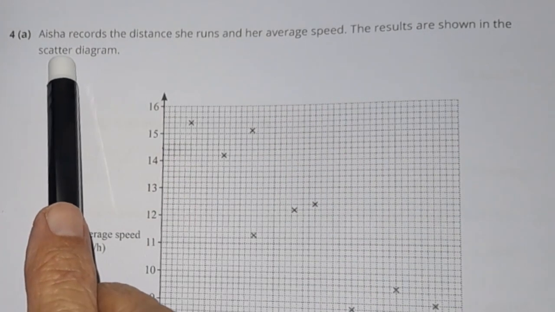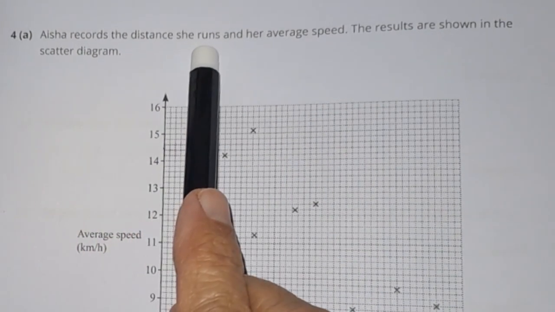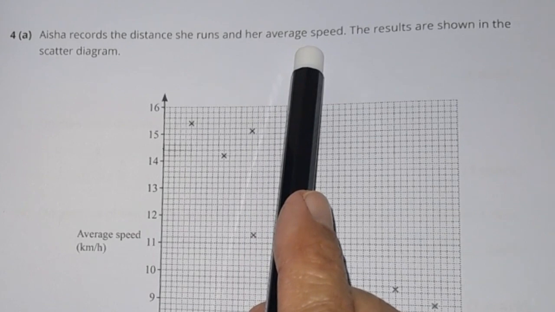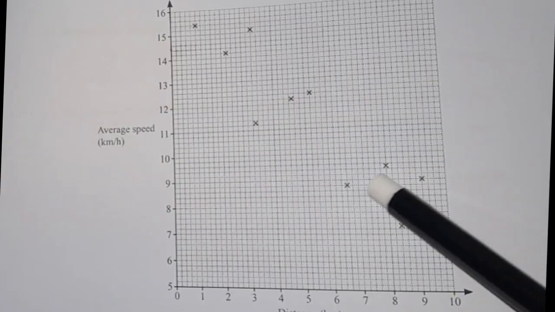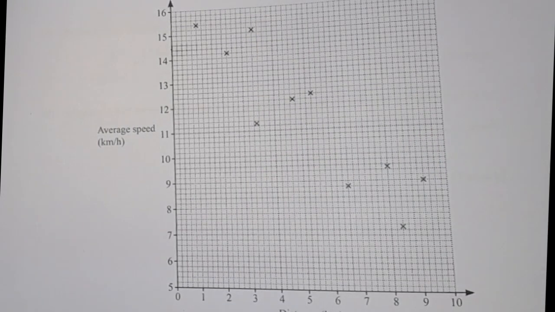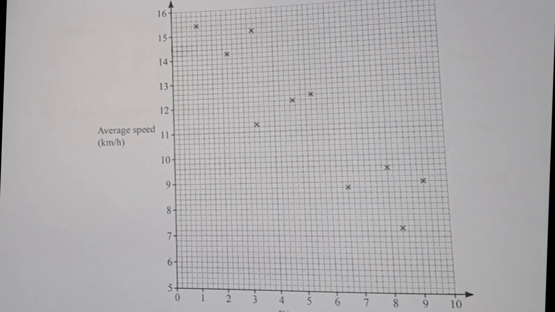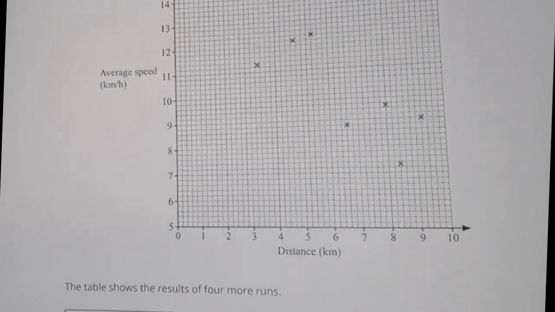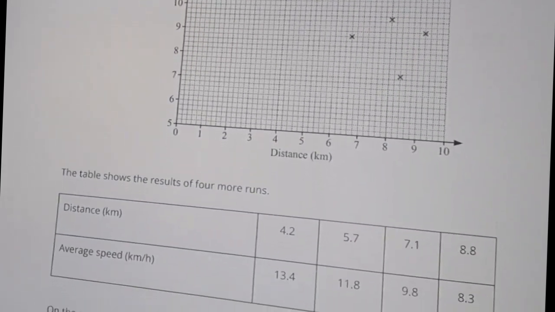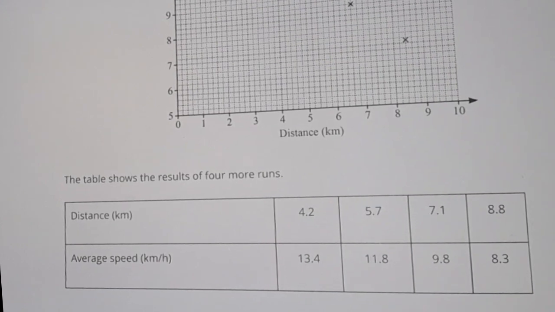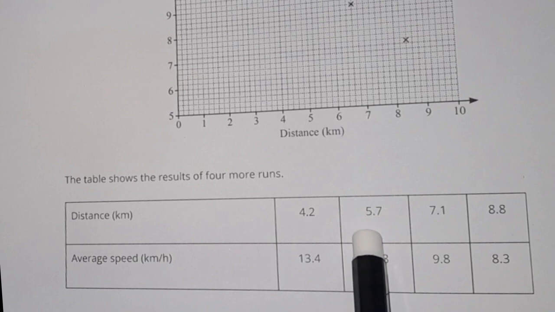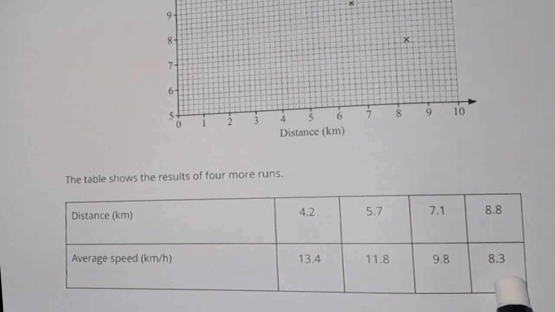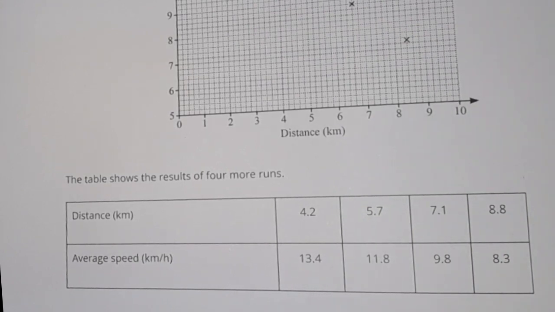Question 4A reads, Aisha records the distance she runs and her average speed. The results are shown in the scatter diagram. This one. These are the results of her running, okay? And then there is a table. The table shows the results of 4 more runs. These are the results, and the question is, on the scatter diagram, plot these points.